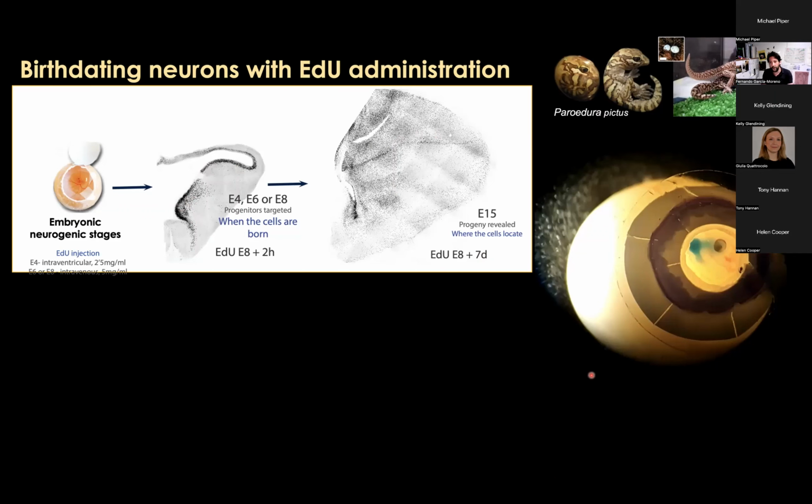I don't know, we can play, maybe not, it's not working now. But anyway, we can see here in green the injection of EdU within the ventricle. The size of the egg, just to let you know, is similar to the size of a 1 cent euro coin, so it's smaller than 1 centimeter. So we perform the manipulations in these embryos there.